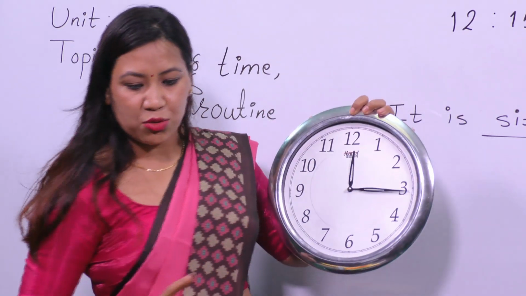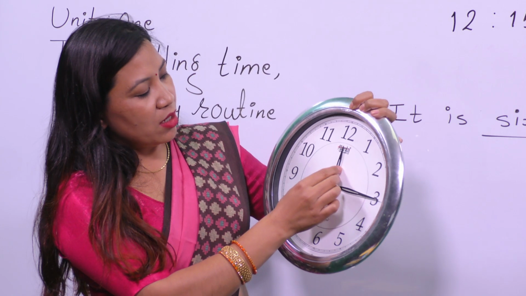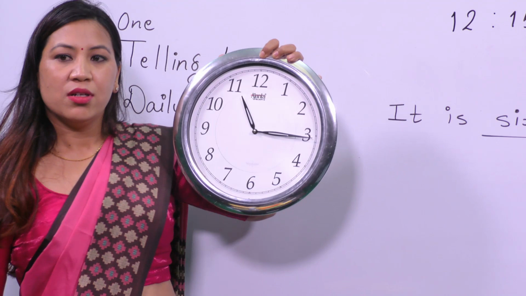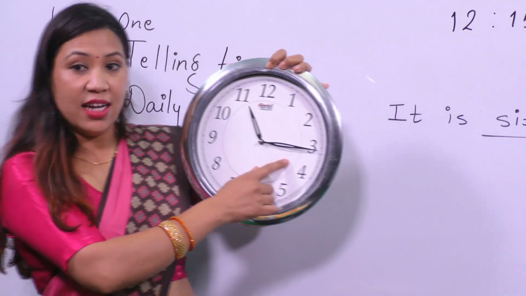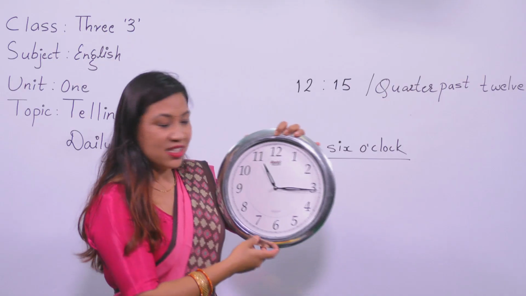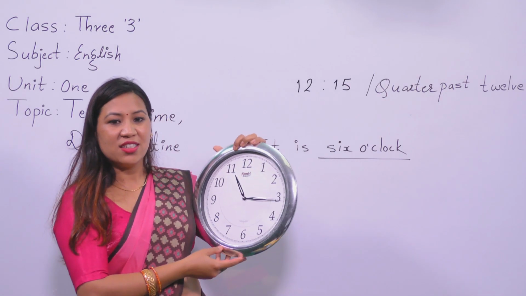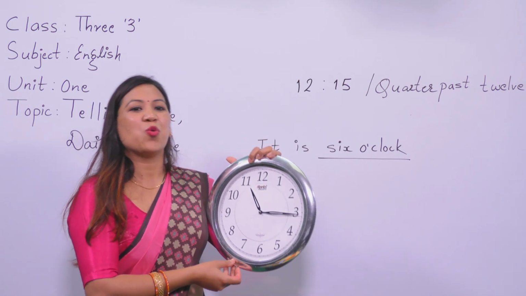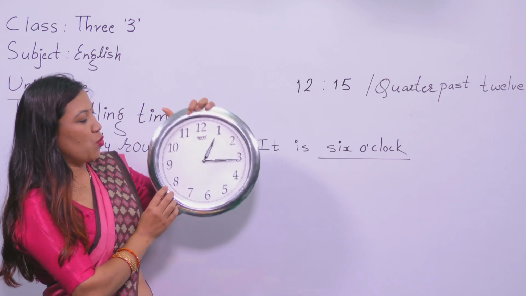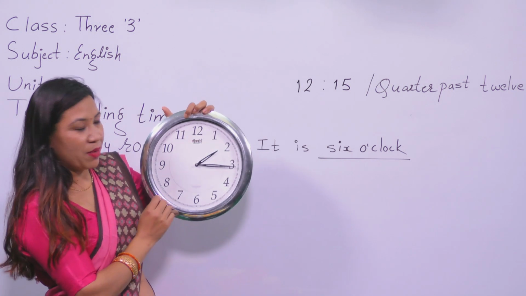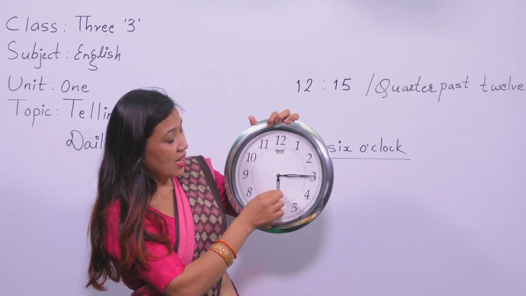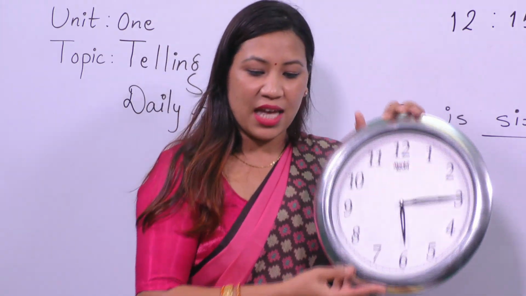It's 12:15. Similarly, if the shorthand or the hour hand is at 11 and the minute hand is pointed at 3, then it's 11:15. Very good. Similarly, if it goes to 1, it is 1:15. If it goes to 2, 2:15. If it goes to 3, 3:15. If it goes to 6, 6:15. In this way, you can learn.